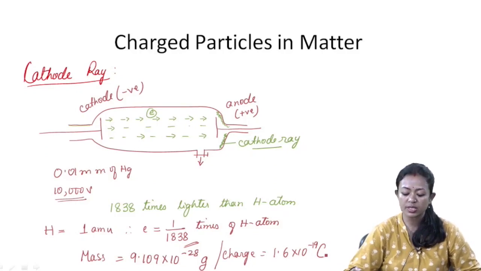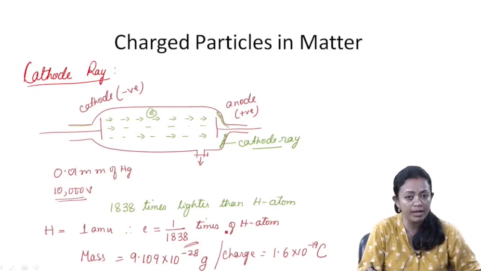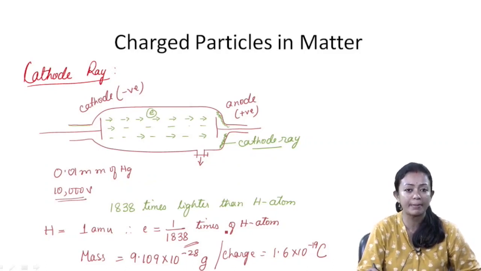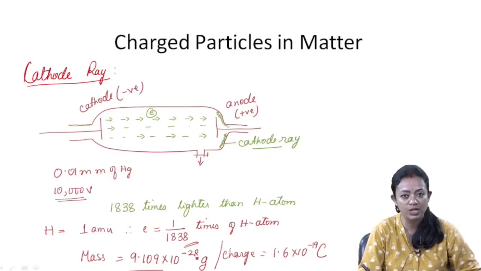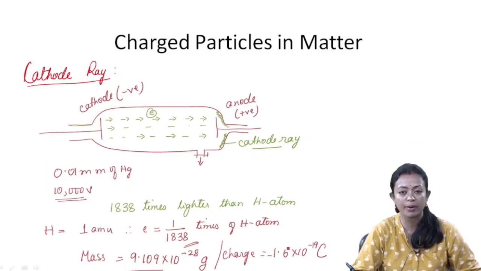So J.J. Thomson analyzed the cathode ray and formulated that the size of an electron is 1 by 1838 times that of a hydrogen atom, and we know the hydrogen atom is the smallest and lightest element. So we can imagine that the size of the electron is very minute, almost negligible in comparison to the size of an atom. The mass of an electron was found to be 9.109 × 10^-28 gram, whereas the charge is equivalent to minus 1.6 × 10^-19 coulomb.